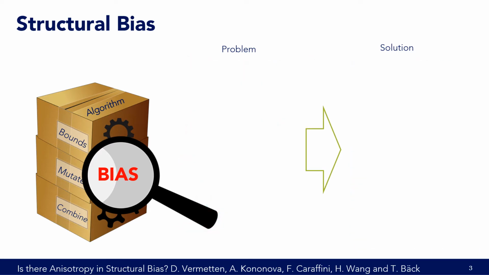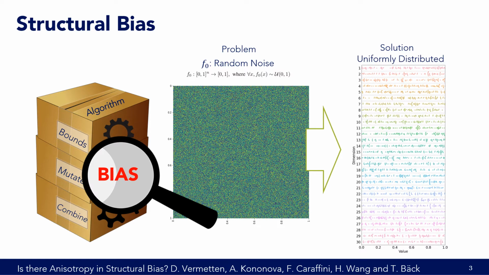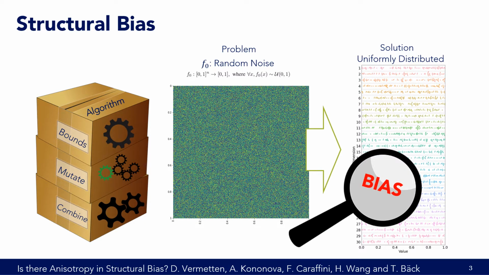And the way we can do this is by replacing our problem with a function we call f0, which is just random noise for all points we sample. And then the solution of this function would be uniformly distributed throughout the space. So if we want to find bias in our algorithms, it suffices to look at the solutions found on f0 and see if they are uniformly distributed or not.